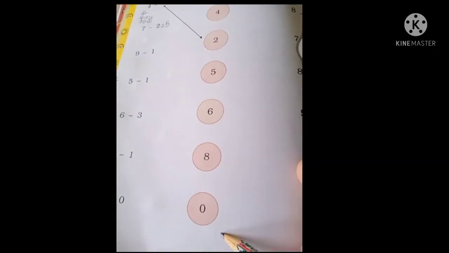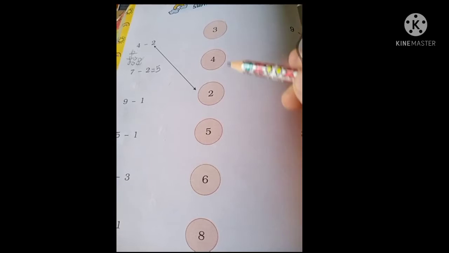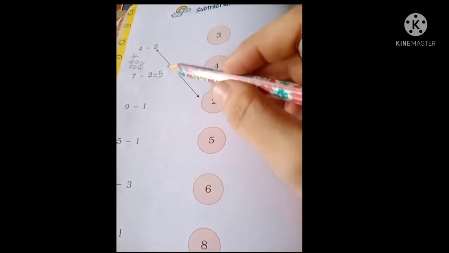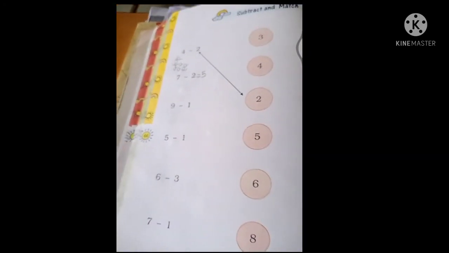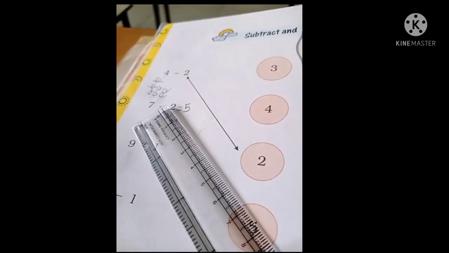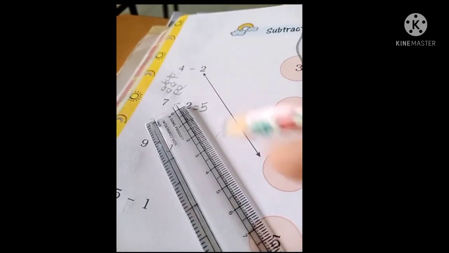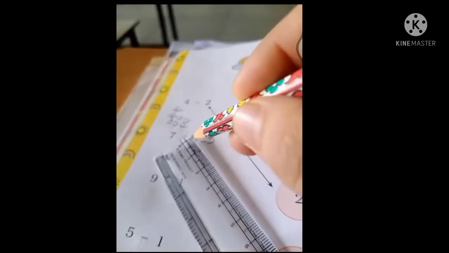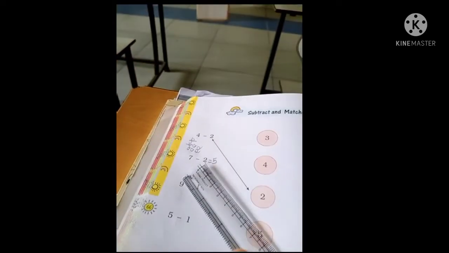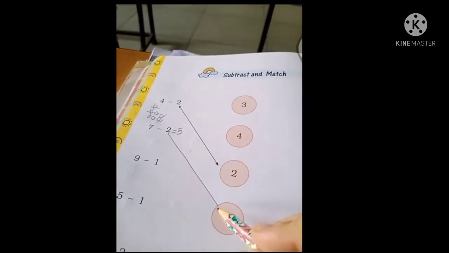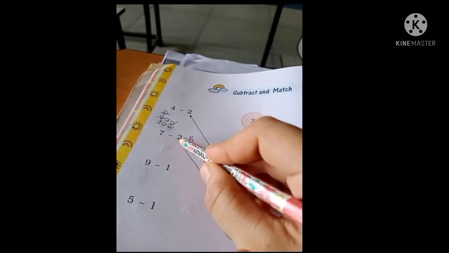Now here we have to find number 5. Where is number 5, students? Here, right? So we have to match this 7 minus 2 with this 5 by putting a scale like this. आपको इसे स्केल पुट करके मैच करना है. Yes or no, everyone? So like this, draw a line and match it.